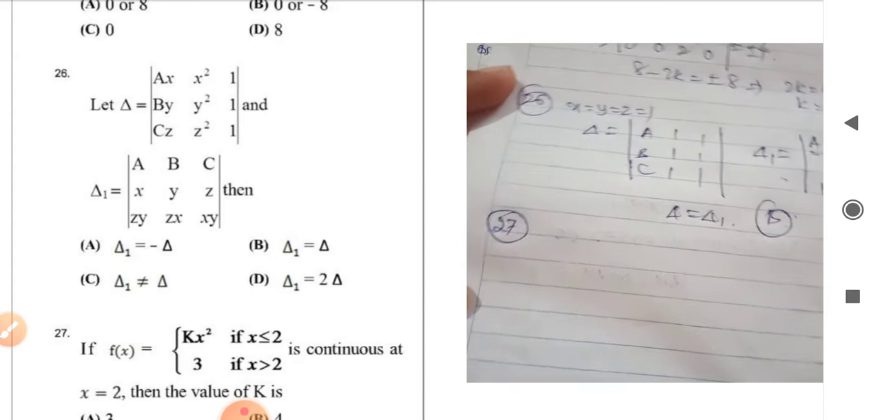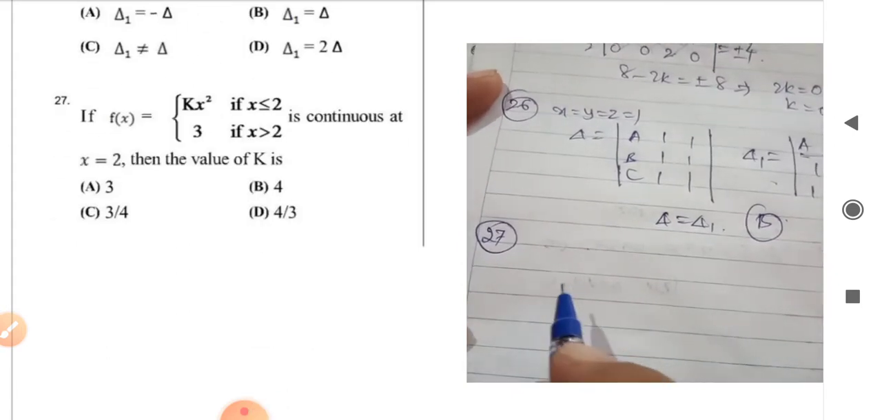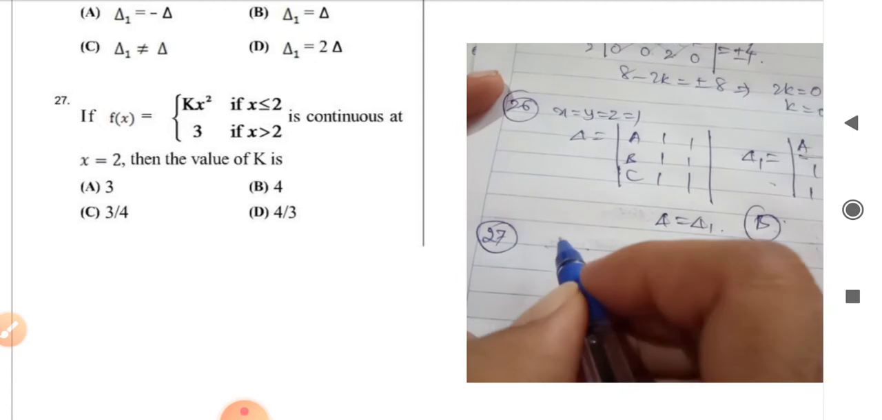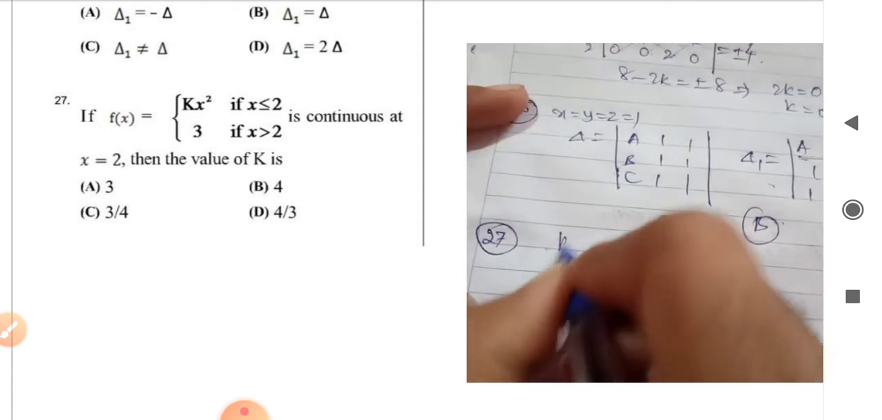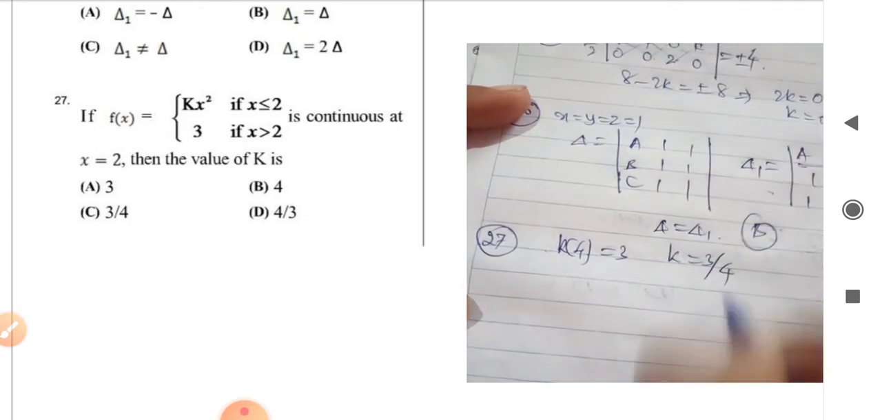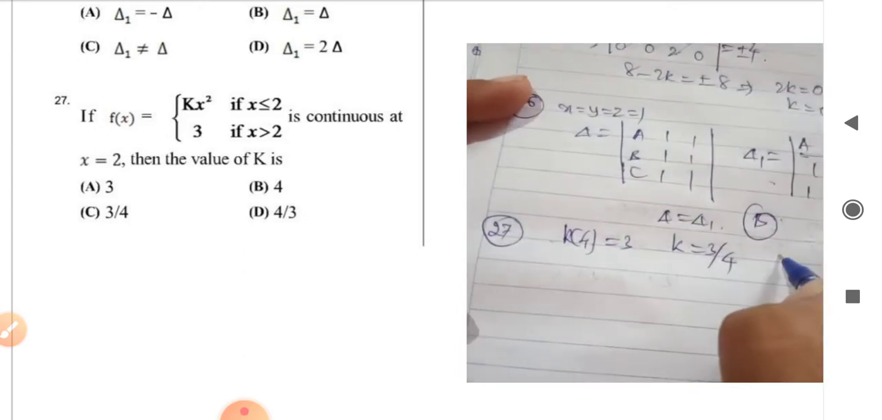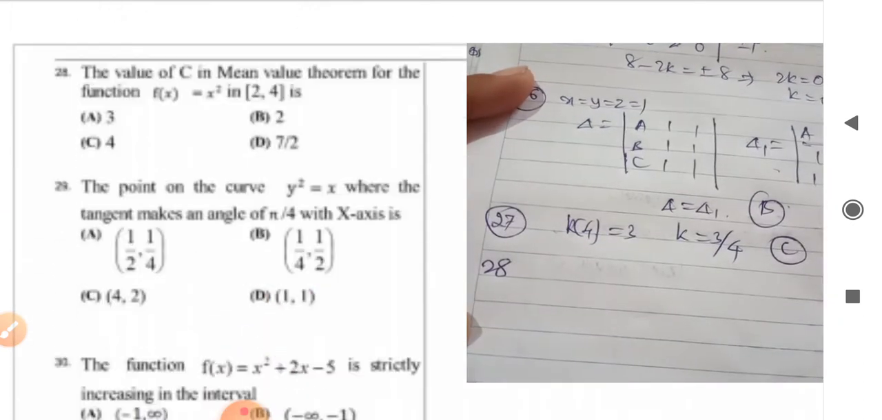And now I go for the 27th one. The 27th problem, they are asking about continuity. As you know very well, continuity, when they are talking, both the values at x equal to 2 are equal. So therefore k into 4 equal to 3. Therefore k equal to 3 by 4. When you look at this, you get the answer for this, 3 by 4. Hence the answer is C. So the 28th problem.